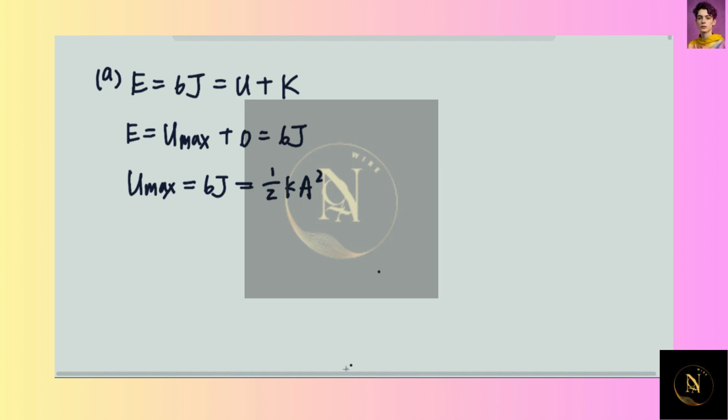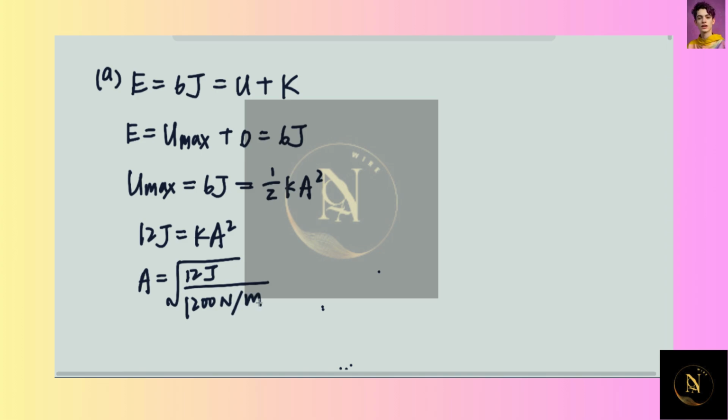So we multiply both sides by 2: 12 joules equals k A squared. A equals the square root of 12 joules divided by k, and we can plug in k here, which is 1200 Newtons per meter. In the end, that calculation should give us 0.1 meter. And that's the maximum displacement, also the amplitude of vibration of the system.